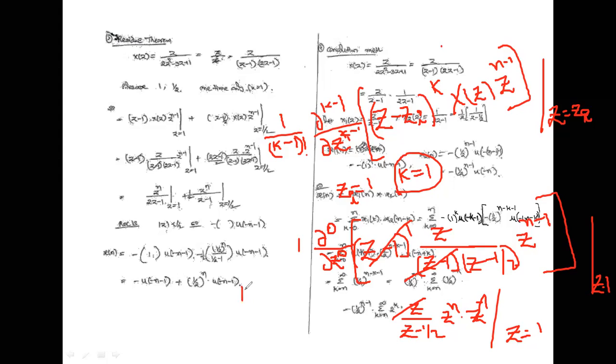1 power n whole divided by z minus 1 by 2, that is 1 minus 1 by 2. The value is 1. So we got 1 power n only for the first function.